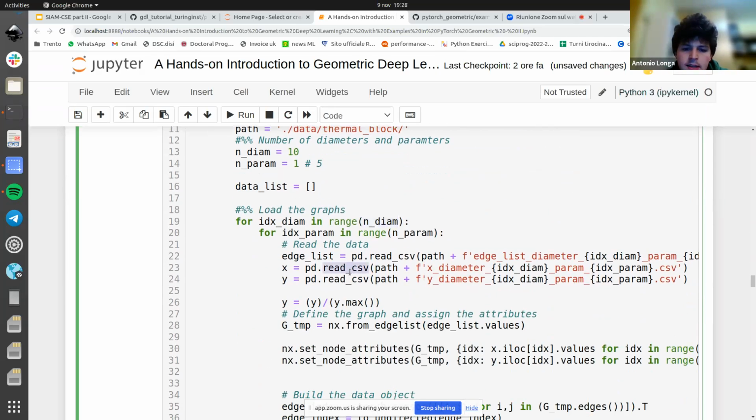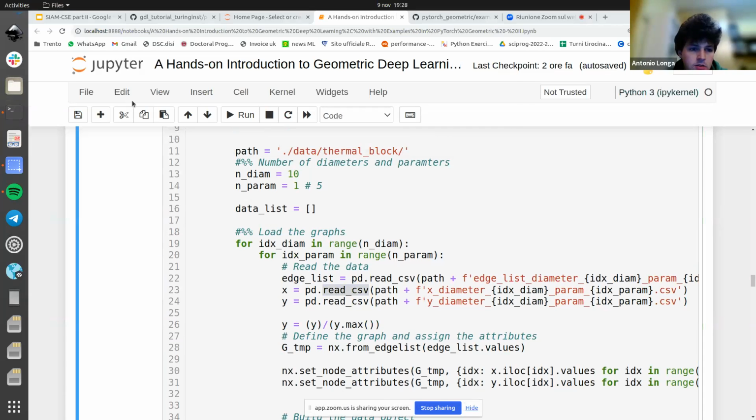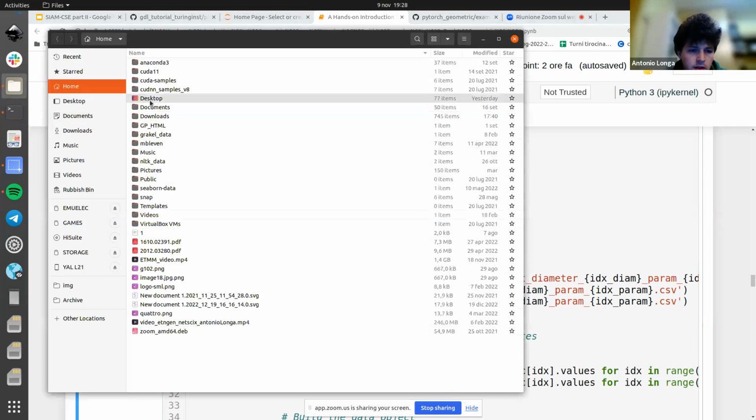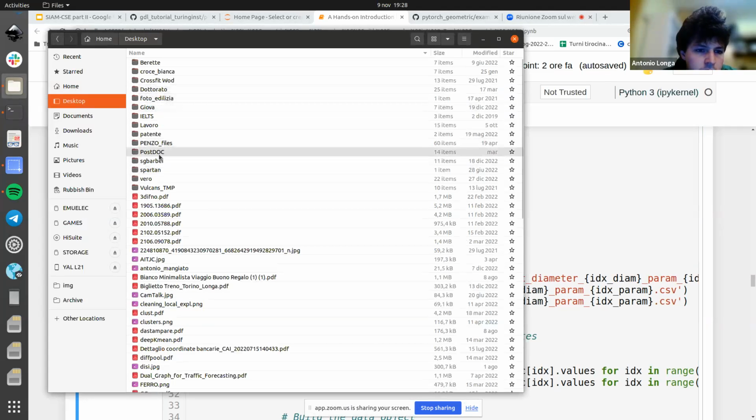We use this read. Can I ask, how did you specify the number of diameters and the parameters? Is it known beforehand that this dataset will contain this type of parameters, or is it based on what we are trying to perform, task specific? Yes, in particular, sorry, I closed the folder. It's here.